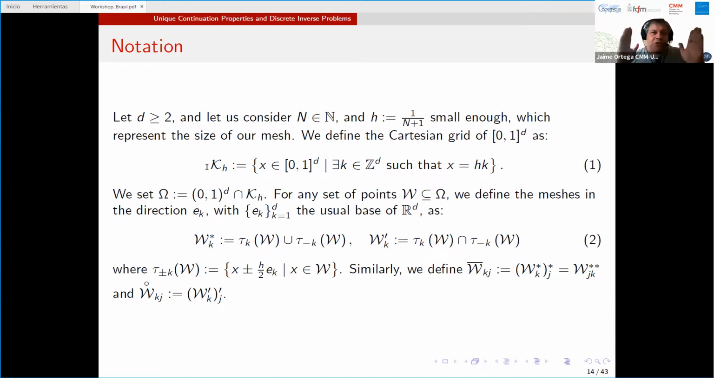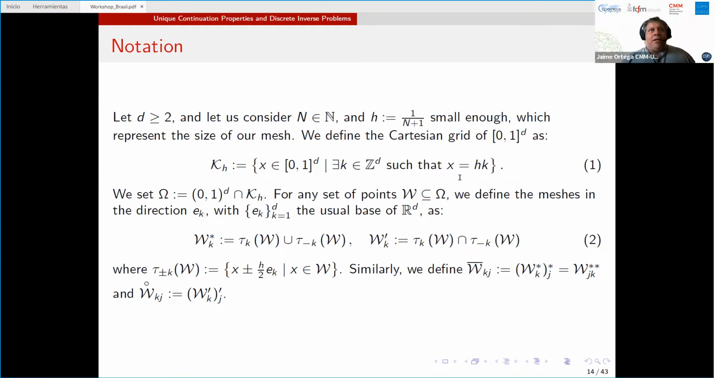We're going to take a square, for instance, the square (0,1) by (0,1). I'm going to use finite differences and a completely regular mesh. In this mesh, each piece is a square and all have the same size. The size of every step is h, where h is 1 over N plus 1. I'm going to make a small grid.